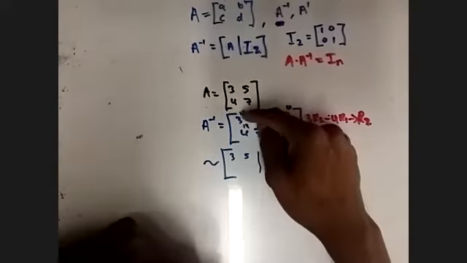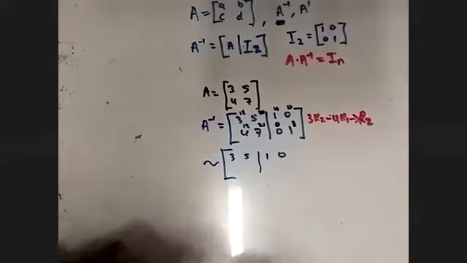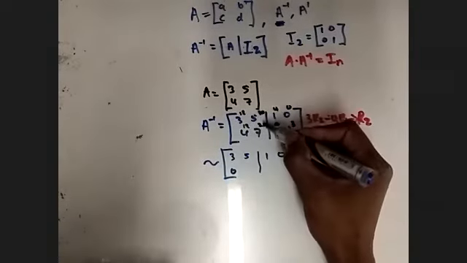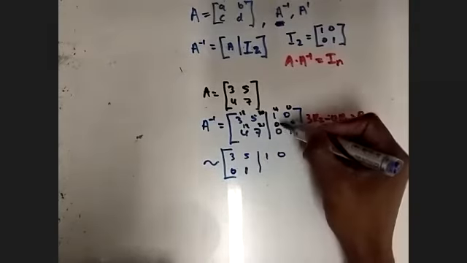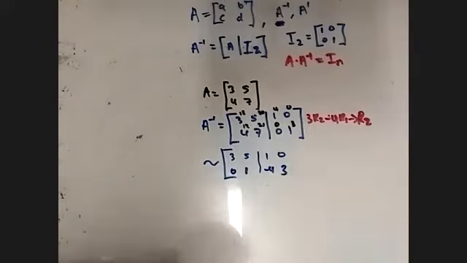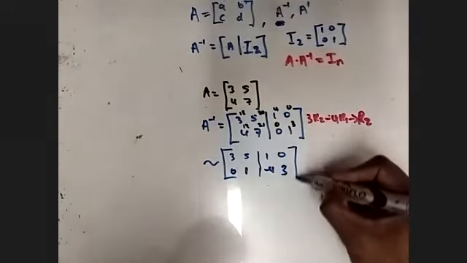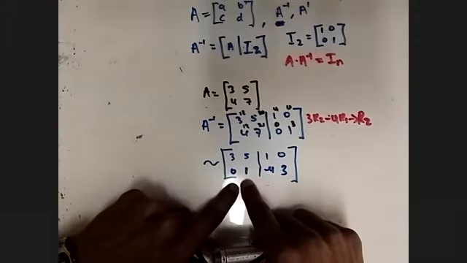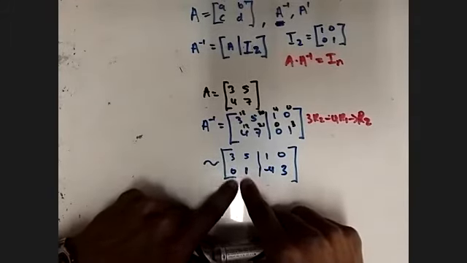Okay, I'm using these black written numbers, the ones that they've multiplied. 12 minus 12 is 0. 21 minus 20 is 1. 0 minus 4 is minus 4. 3 minus 0 is 3. Do you agree, guys? So now we've found the identity matrix here.